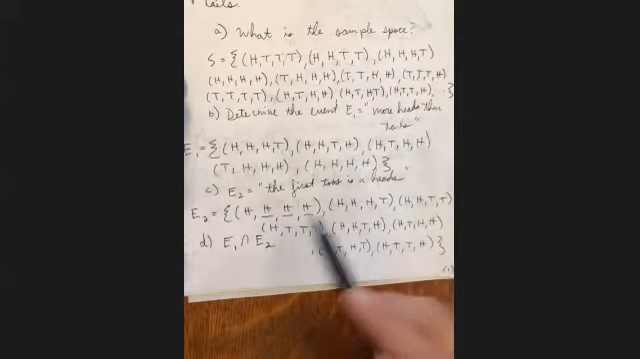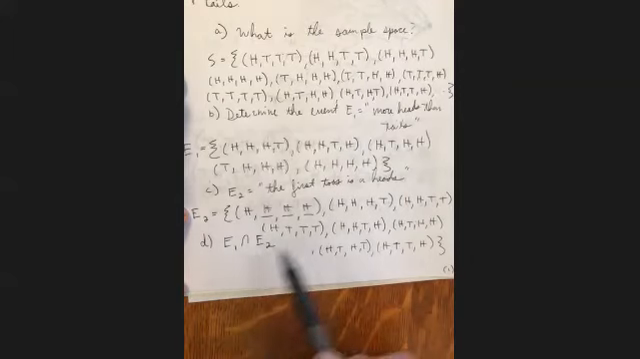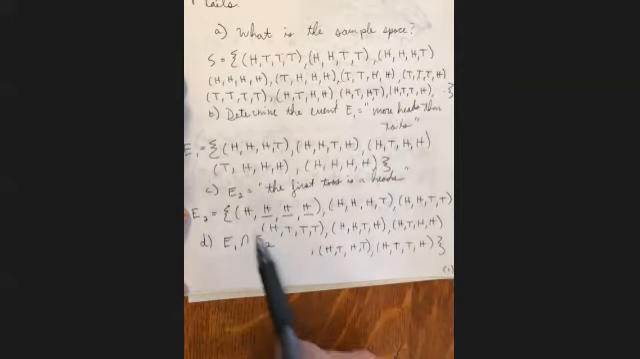All right. So finally, it asks us for the intersection of the two events, event 1 intersect event 2. So what did they have in common?